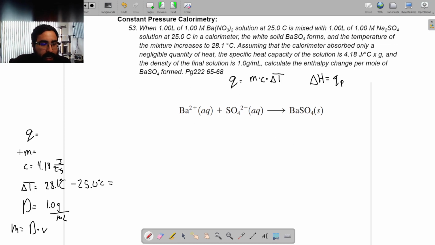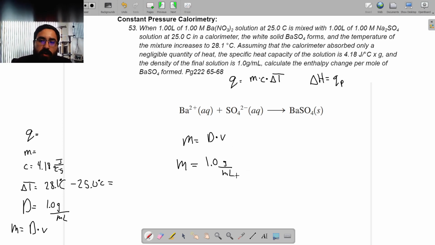And we need mass. Before we can even use this equation, let's find the mass. And we said that mass is the same thing as density times the volume. So the mass is equal to, we know the density is 1.0 gram per milliliter.